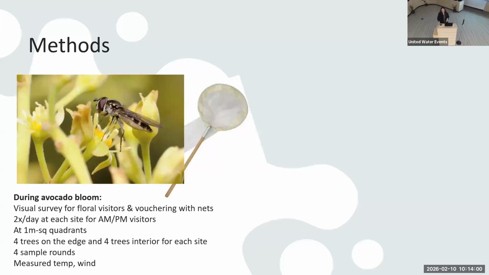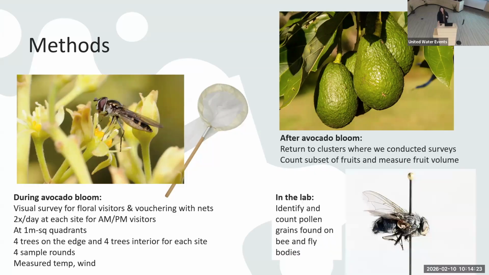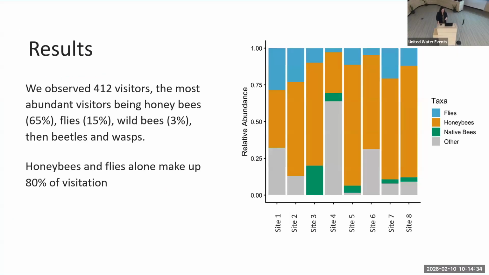And then we looked at visitors. For 4 trees on the edge and 4 trees on the interior of each site, we set up quadrats, and we stood there and we waited and we watched a visitor come to an open flower, and then we caught it so that we could take it back to the lab and identify it. We did that in the morning, and then we did it again in the afternoon. And we did that several times throughout the bloom period for 2 years. And then we marked where we did those quadrats so that we could go back to those sites months later to count the fruit set and measure the fruits that resulted from those visits. And then back in the lab, we took those specimens. We're still working on identifying them, and we're counting pollen grains right now off of their bodies.